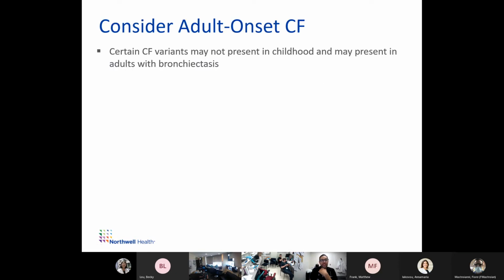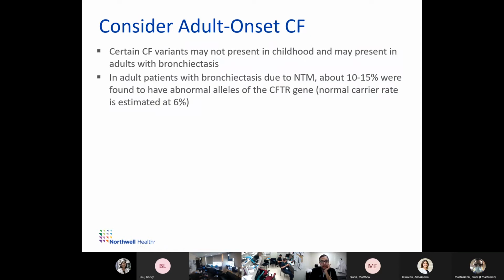So the other thing you want to rule out is, a lot of times we'll see these adult patients that have adult-onset cystic fibrosis. It's not very common, but it's definitely common enough that we see it. And there are certain CF variants that may not present in childhood and may present in adults with bronchiectasis.